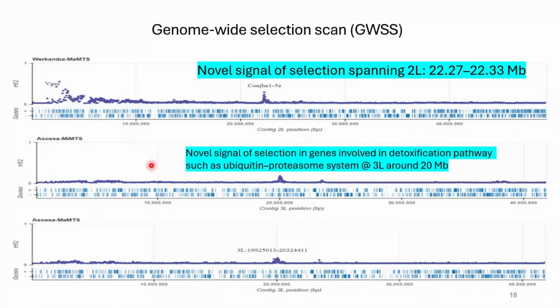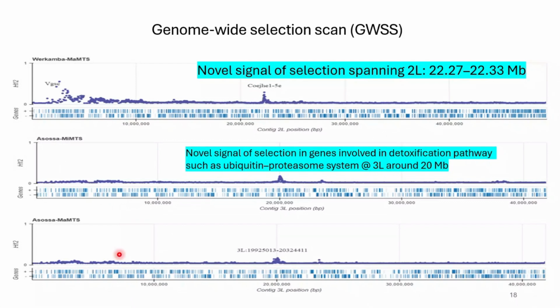Additionally, we also found another novel signal of selection centered in detoxification pathway, such as the ubiquitin proteasome system on the 3L chromosome, centered around the 20 million base pair of the 3L chromosome. We detected this in the western Ethiopia cohorts only, from one site, Asosa site, but we did not detect this signal of selection in the other site.